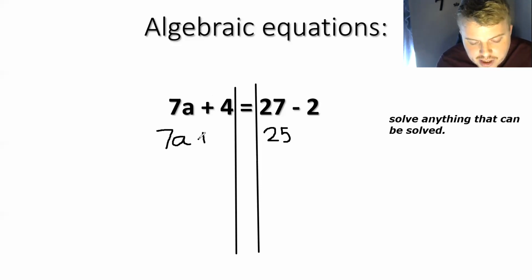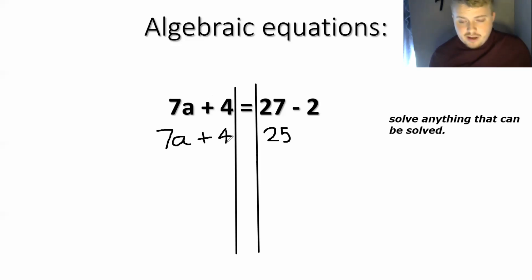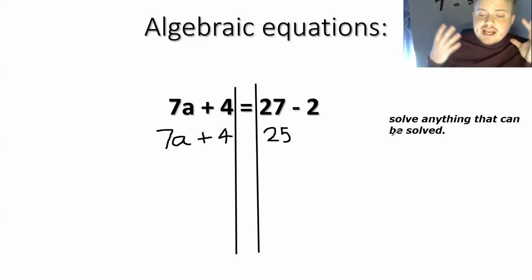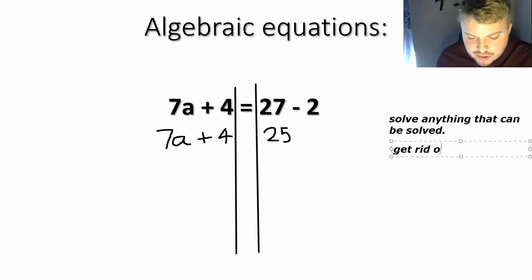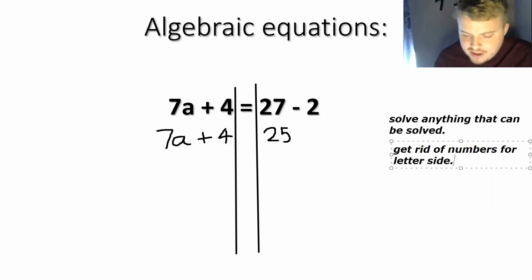7a plus 4. Okay, so solve anything that can be solved. I've now solved everything that can be solved. There's nothing else I can solve at this moment in time. So when there is nothing to solve, I move on to my next step, which is get rid of numbers from letter side. Okay, it's not very well written, but what that means is if I look at the side where there's a letter, which is this side, there's a letter A, I need to get rid of those numbers. I've got to get rid of them.